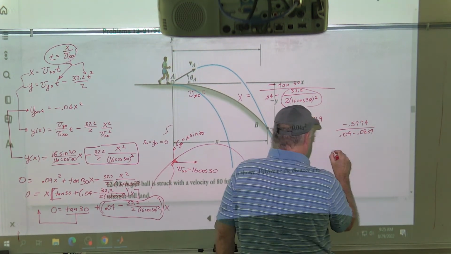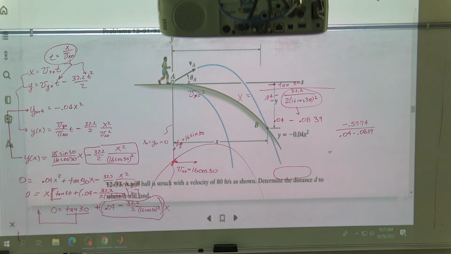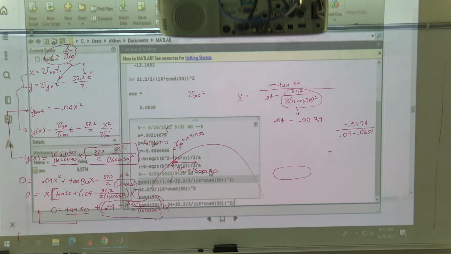0.5774. And so now I get some number which I may have had in the previous. Okay, it's hard to go back and forth in my glasses here. Okay, so let's look at that one.